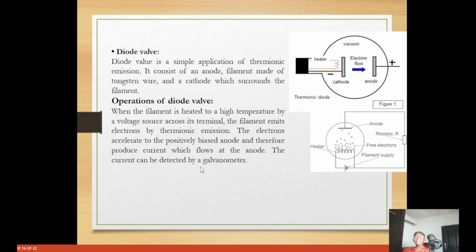The current can be detected by a galvanometer. That's the operation of the diode valve.